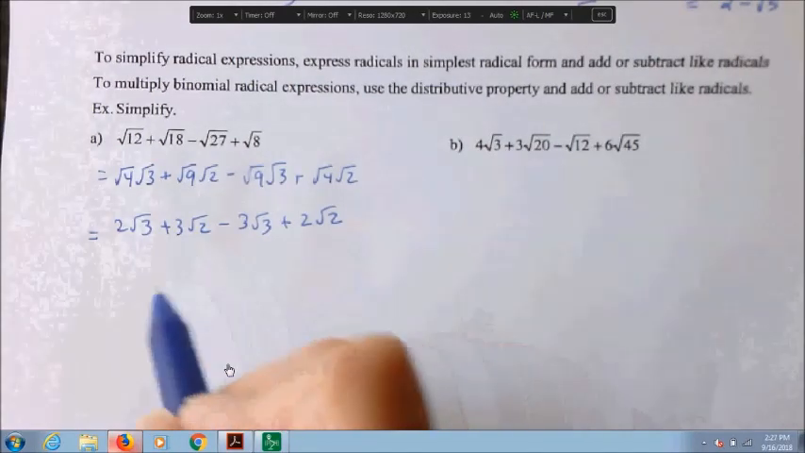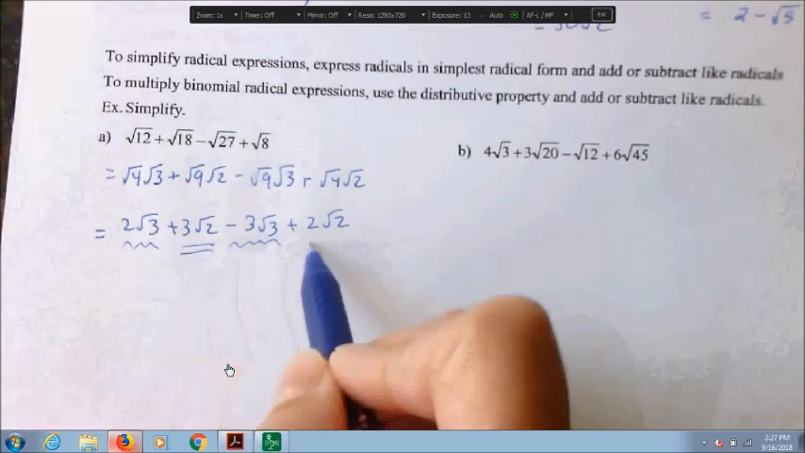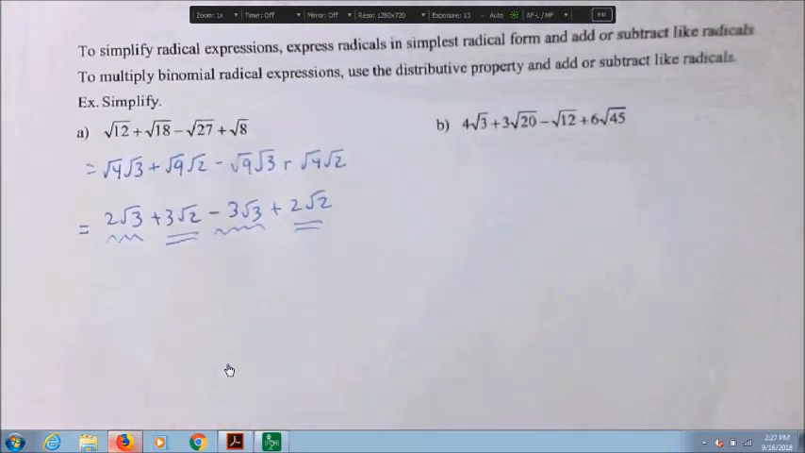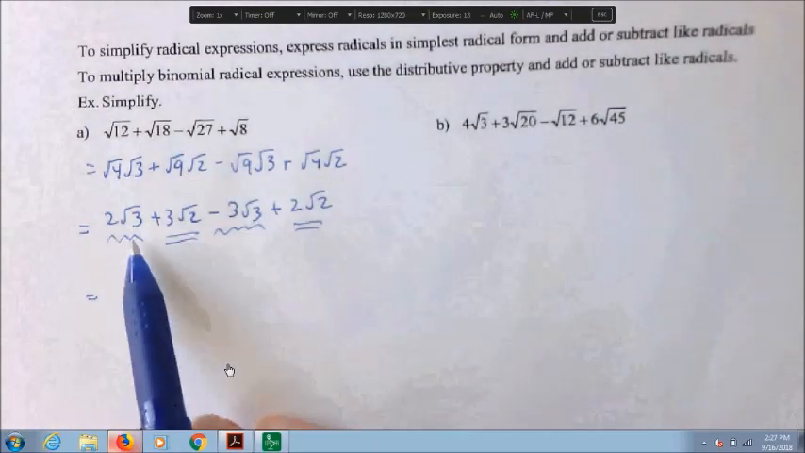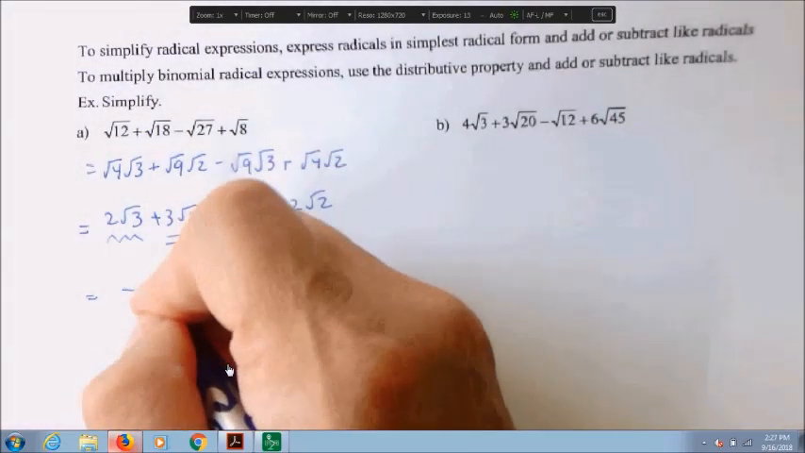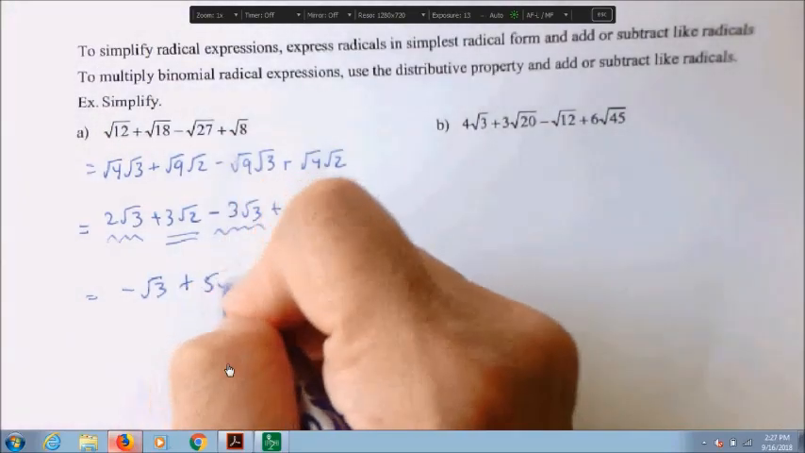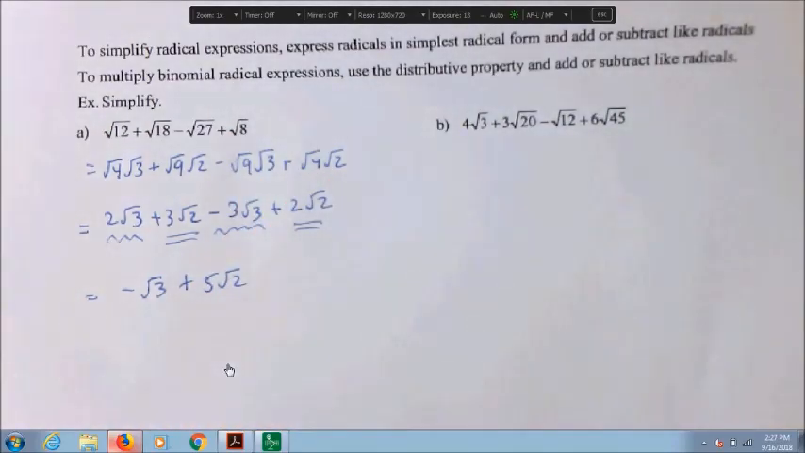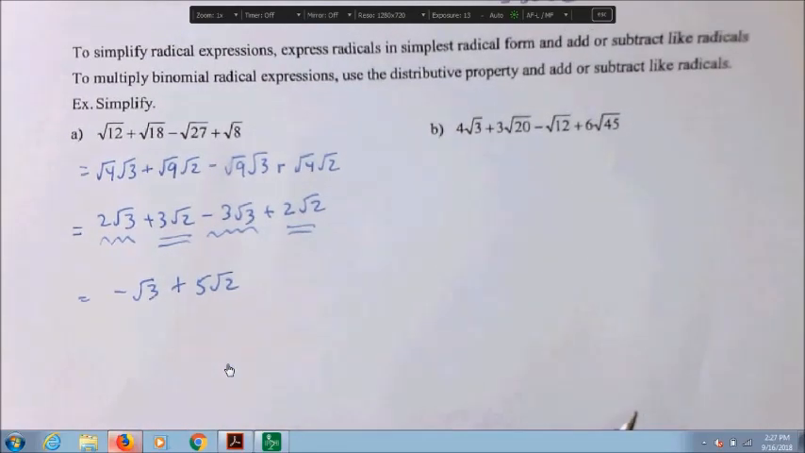Okay, now that they are simplified, we can add the root 3's with the root 3's and the root 2's with the root 2's, just like collecting x's and y's in an algebraic expression. So 2 root 3 minus 3 root 3 is negative 1 root 3, and 3 root 2 plus 2 root 2 is 5 root 2. And that's the end. That's simplified because these two are not like terms. They cannot be added together.